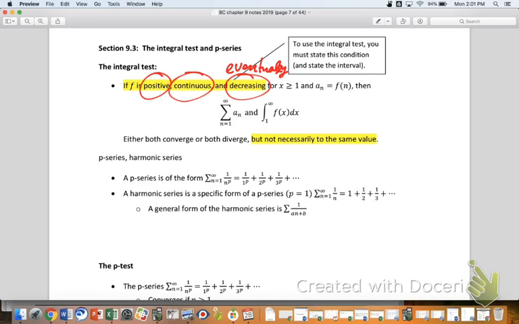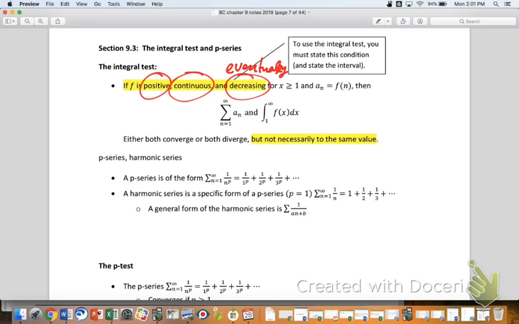for x greater than or equal to 1, and if a sub n, are you guys comfortable with a sub n being kind of like the nth term for a series? So if a sub n could be represented by some function f of n. We're saying that they're the same thing, so they could be used interchangeably. So if we take those conditions, then here's what we can say. Sigma, so the summation, the actual full summation of the series, and the improper integral from 1 to infinity, they're either going to both converge or both diverge. In other words, whatever one does, the other will follow.